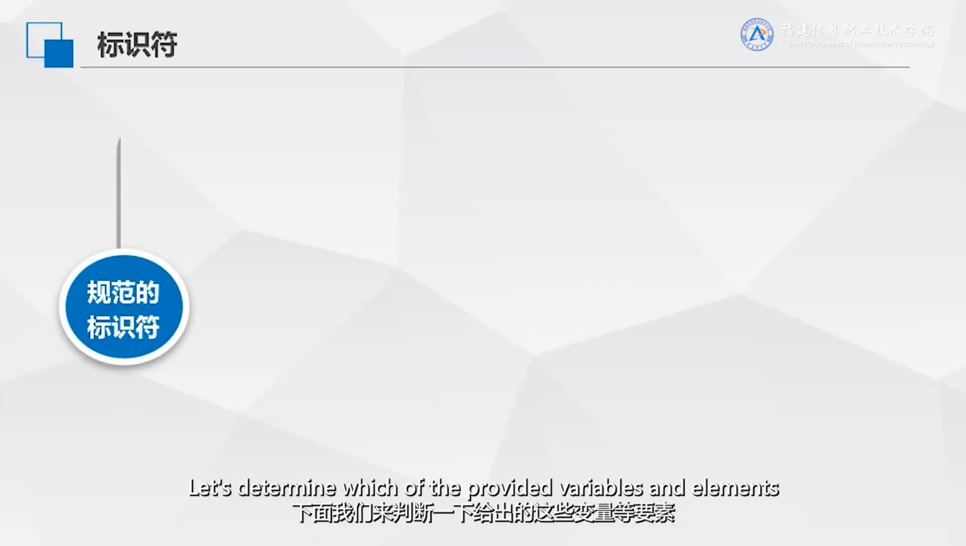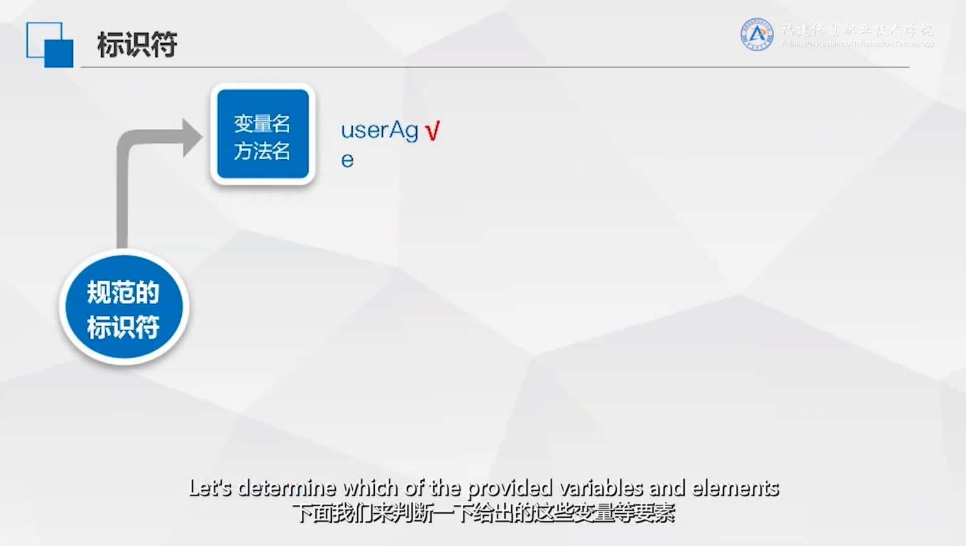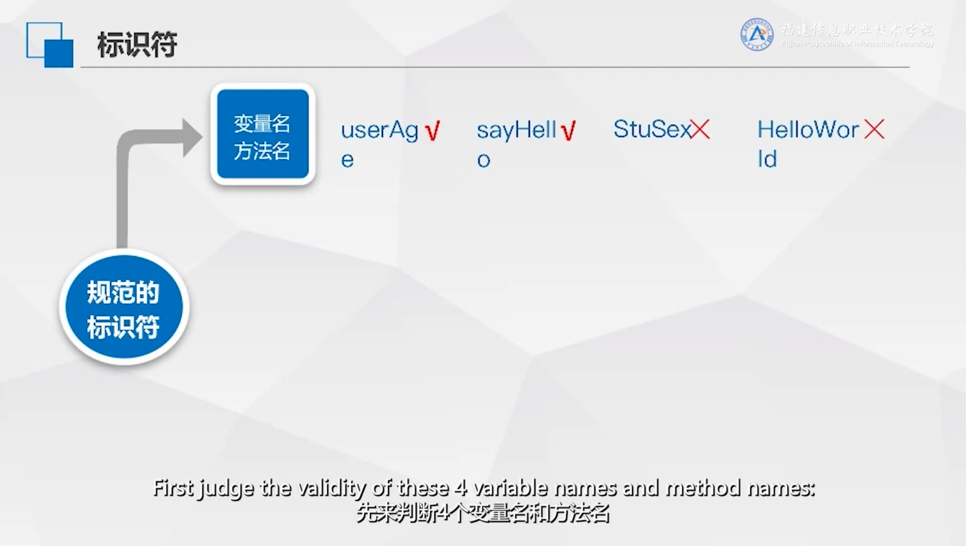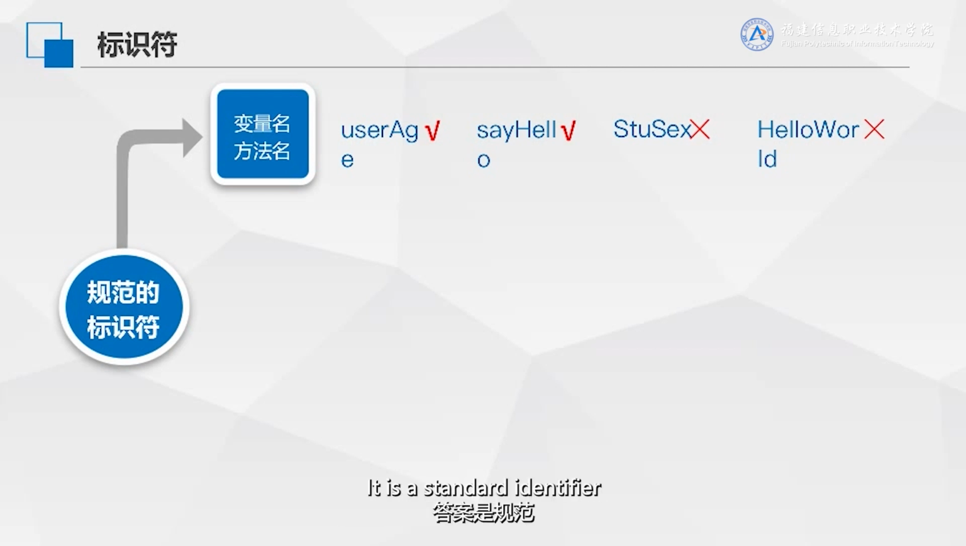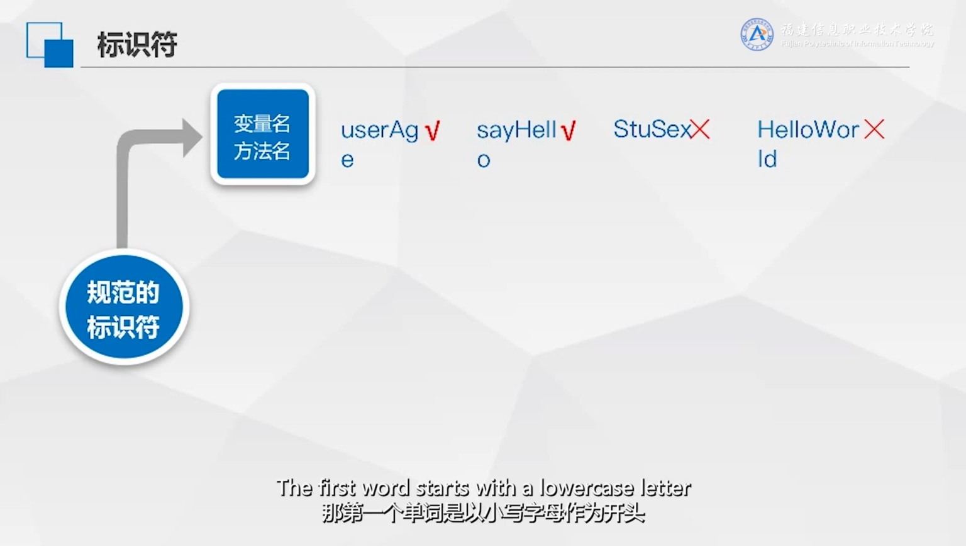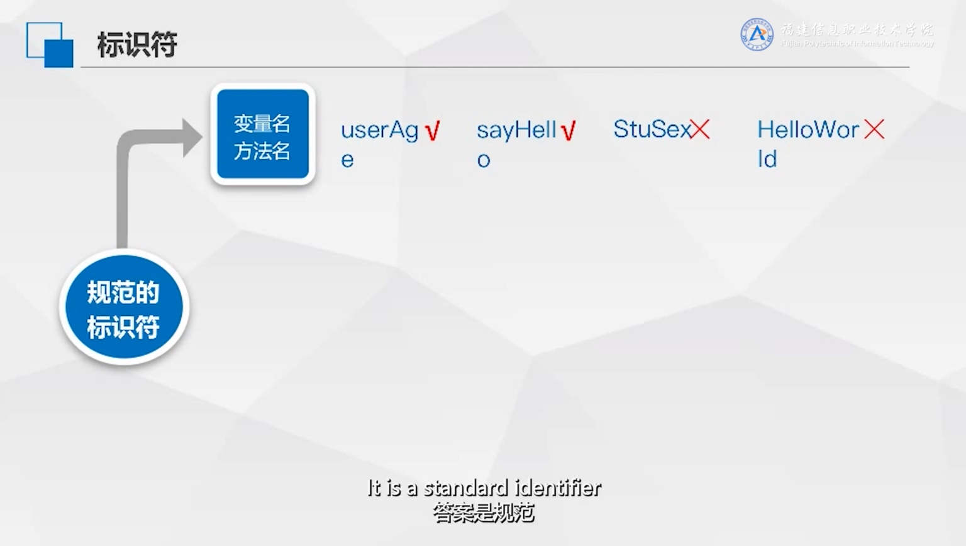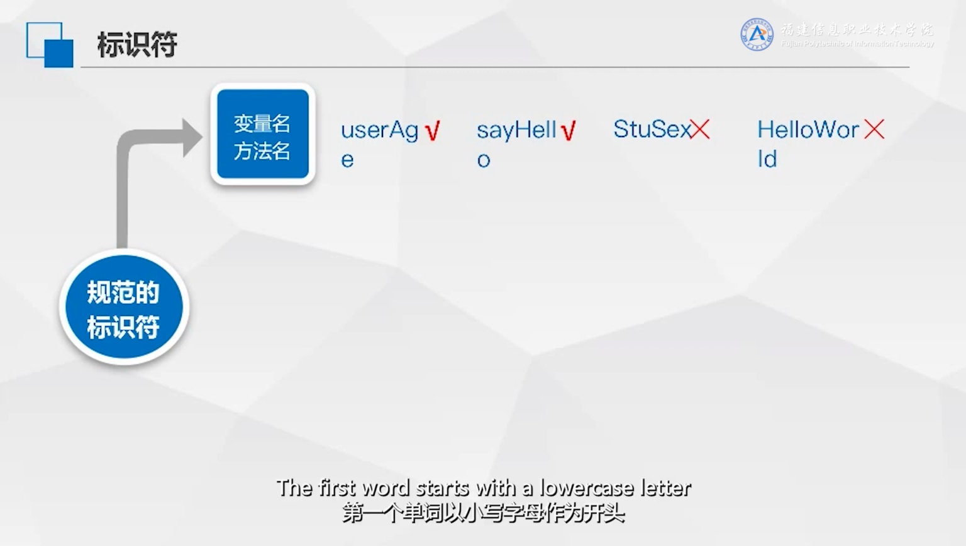Let's determine which of the provided variables and elements have standard identifiers. First, judge the validity of these for variable names and method names. userAge. It is a standard identifier because it is composed of letters. The first word starts with a lowercase letter, and subsequent words start with uppercase letters. sayHello. It is a standard identifier because it is composed of letters. The first word starts with a lowercase letter, and subsequent words start with uppercase letters.